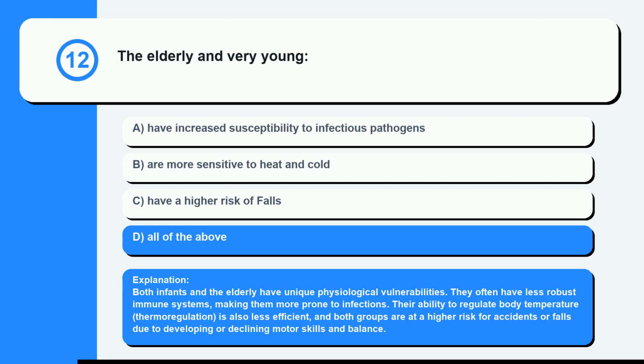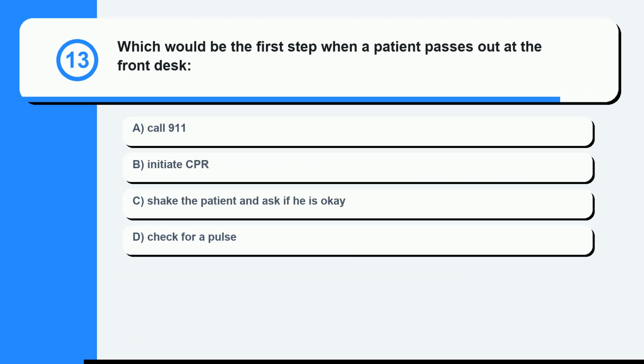Both infants and the elderly have unique physiological vulnerabilities. They often have less robust immune systems, making them more prone to infections. Their ability to regulate body temperature, thermoregulation, is also less efficient, and both groups are at a higher risk for accidents or falls due to developing or declining motor skills and balance.